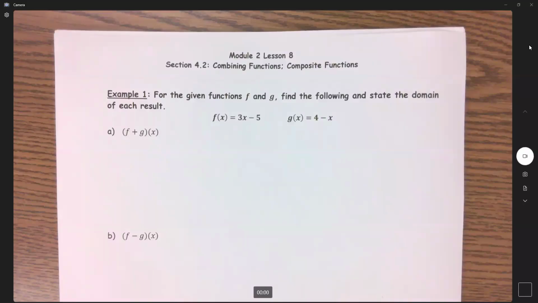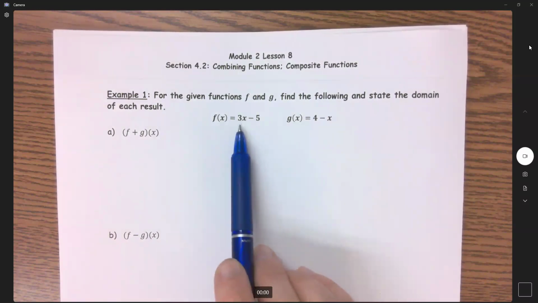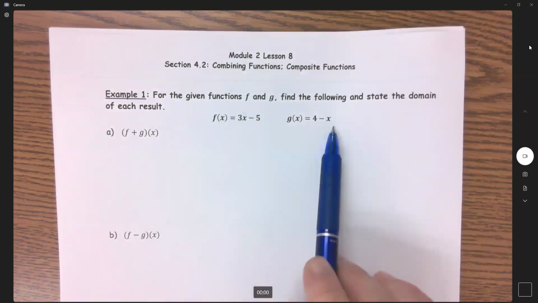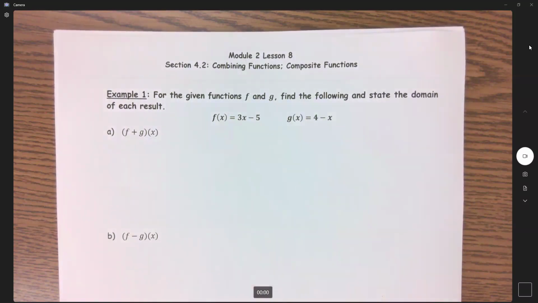Example 1 says for the given functions f and g, find the following and state the domain of each result. So here's my f of x function: 3x minus 5, and here's my g of x function, 4 minus x. So in part A, I need to find f plus g of x.